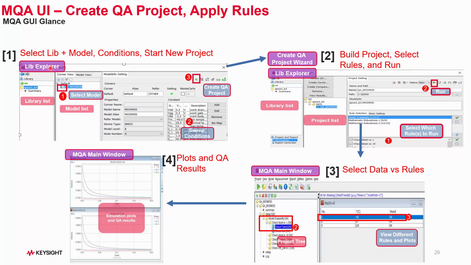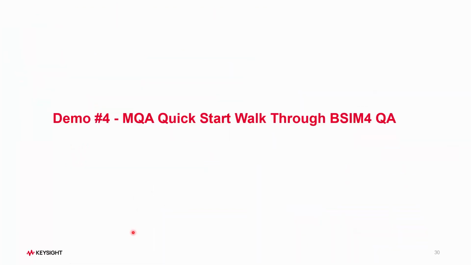The Library Explorer, Lib Explorer in MQA. It's going to use the Create QA Project Wizard and show you the steps that it walks you through to do that. And it's going to bring everything back, the Lib Explorer included, into the MQA main window, where you can check rules and see how things came out and look at the results and the plots and generate reports. Let's go ahead and do our MQA Quick Start demo.